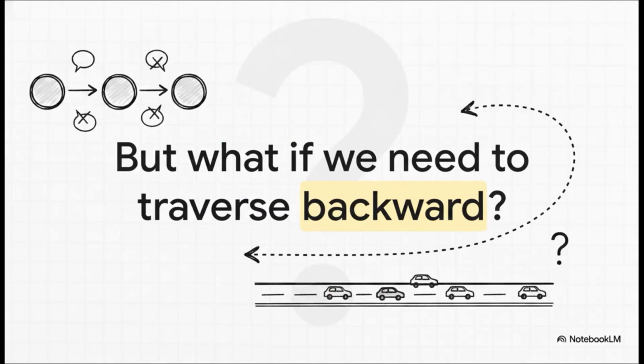So far, we've built an incredibly flexible structure, for sure. But there is a catch. A singly linked list is a one-way street. Every node only knows about the node in front of it. It has zero awareness of the node behind it. But what if we need to traverse backward through our data?